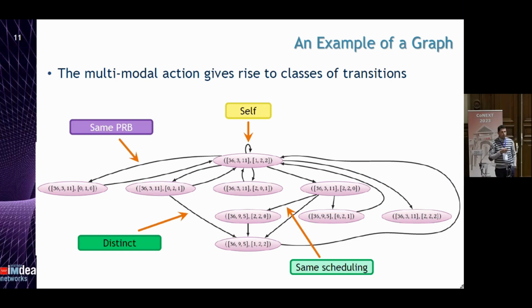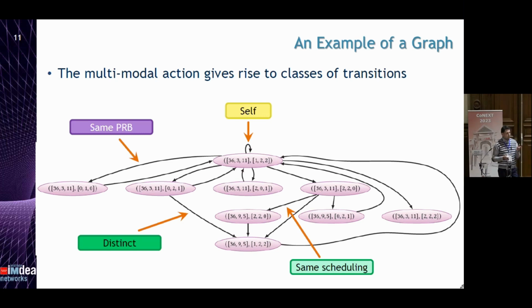Now, that's an example of a graph, and this is going towards solving the third challenge that I was mentioning before. That is basically understanding the individual impact of each mode of the action, because we are taking both physical resource allocation and scheduling policy. So which one provides what?